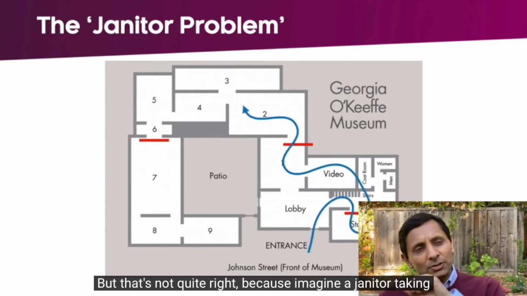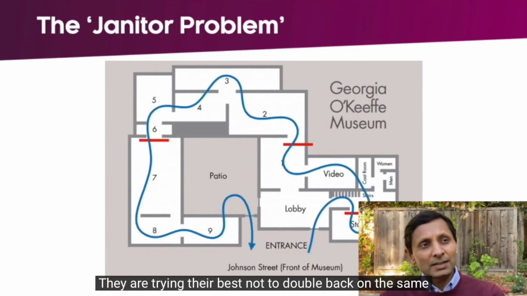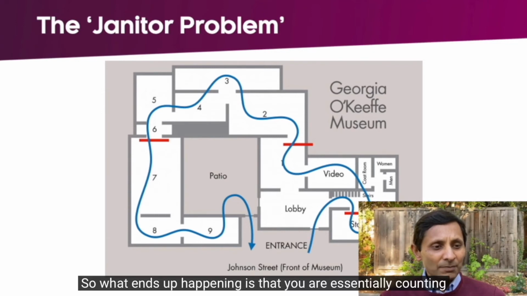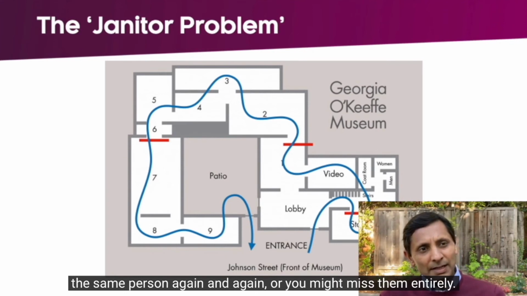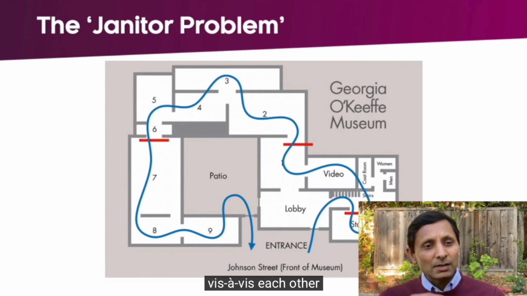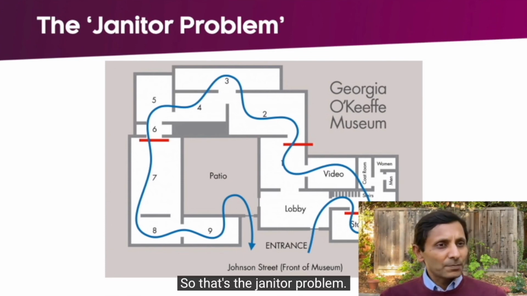Because imagine a janitor taking that pathway. They are trying their best not to double back on the same area because then they might dirty that space again. So what ends up happening is that you are essentially counting that same person again and again, or you might miss them entirely if you don't have a sense of how these cameras are situated vis-a-vis each other. So that's the janitor problem.